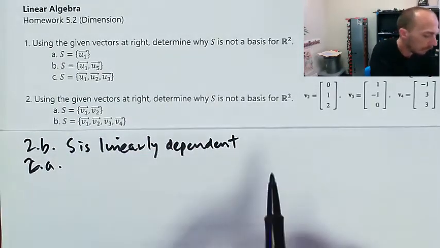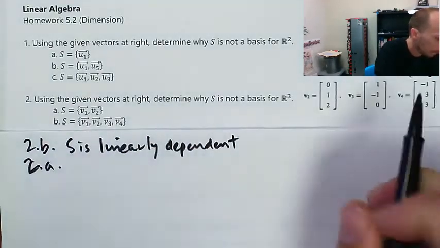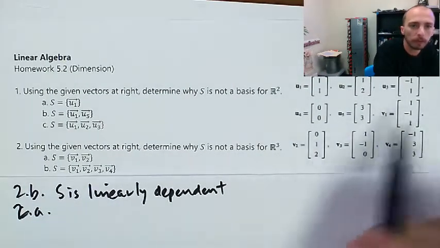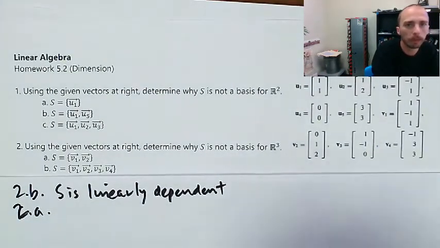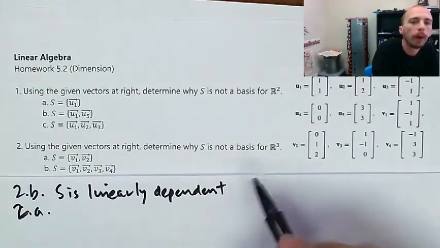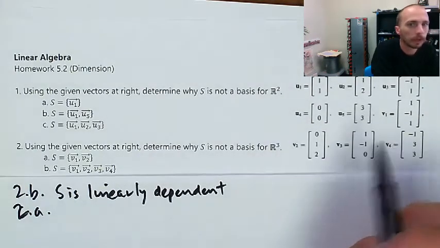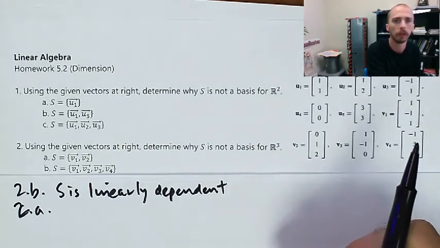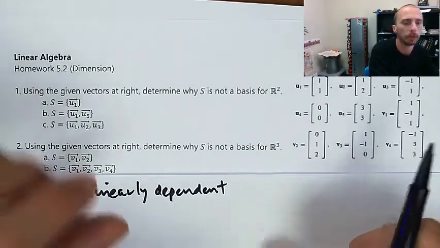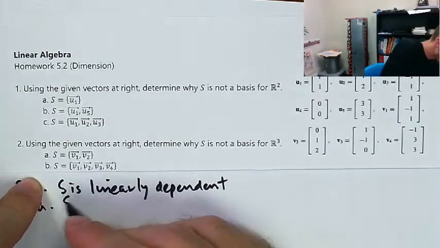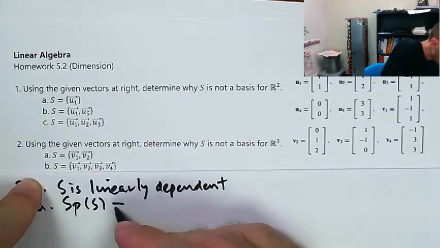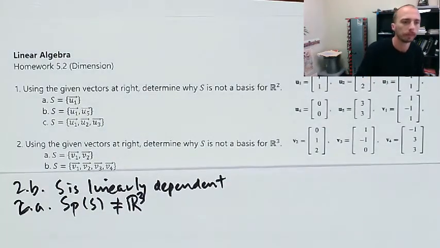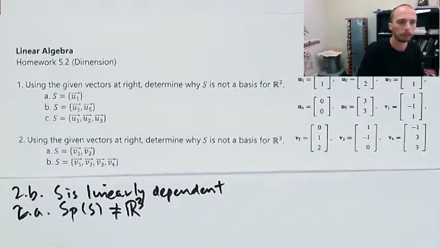2a, okay, V1 and V2 are independent. Neither of them is a multiple of the other, but they can't span R3 because the dimension of their span is going to be 2, since they're 2 linearly independent vectors, but R3 has dimension 3, so the dimension doesn't match up. So I'm going to say span of S is not equal to R3. And that's it for that one.